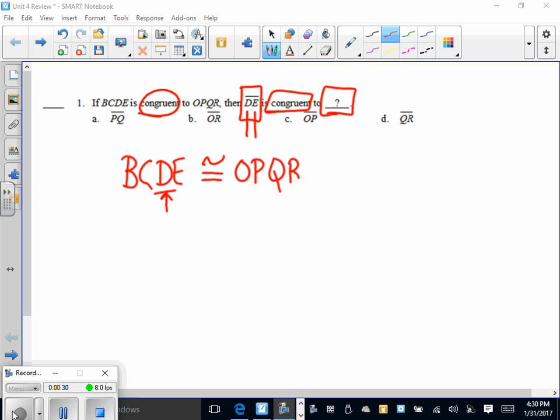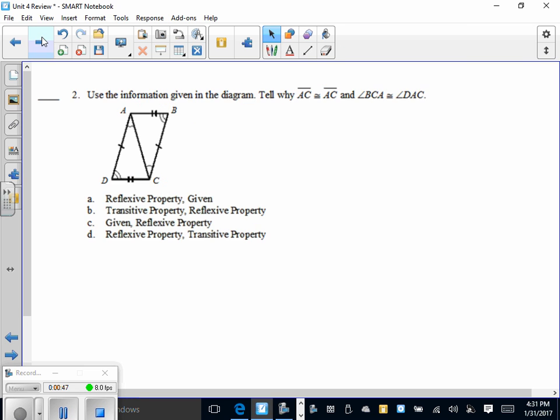and letter E, since they're both the last two letters of the figure, have to match up to the last two letters of the second figure, which is Q and R. So the correct answer is D. Number one is D. Question number two.